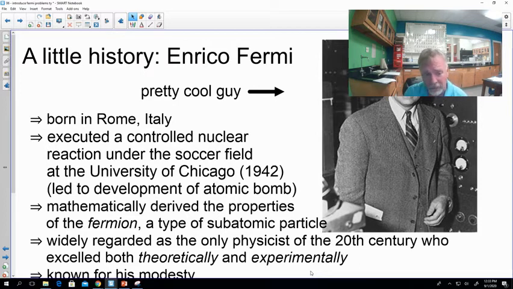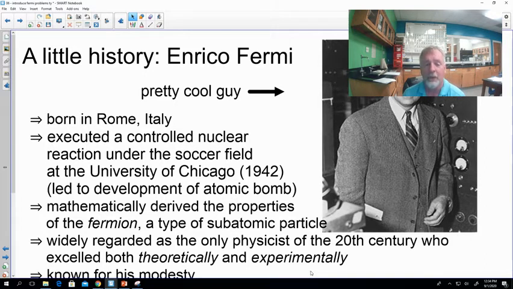So he was born in Italy, and one of the things that's famous about him, he did a lot, is at the University of Chicago. And this is during World War II. He created a controlled nuclear reaction. This had never been done before, and there are a lot of challenges to making a controlled nuclear reaction. That's why we see some of the nuclear power industry still a little bit shaky today, because it is very complicated. But he was able to make a controlled nuclear reaction.